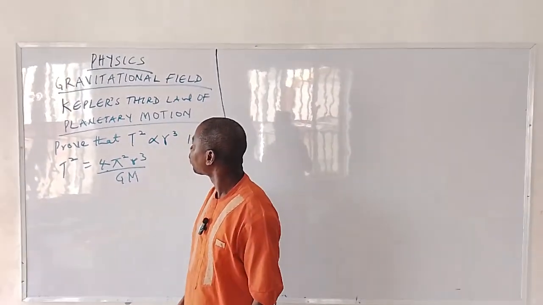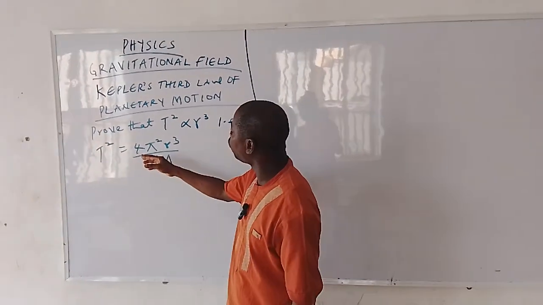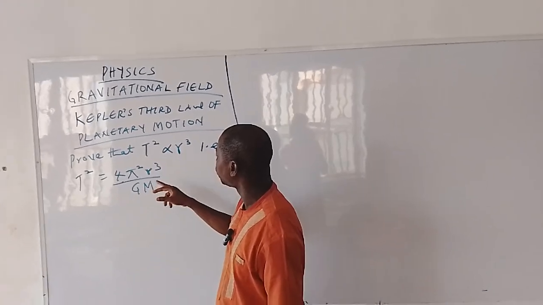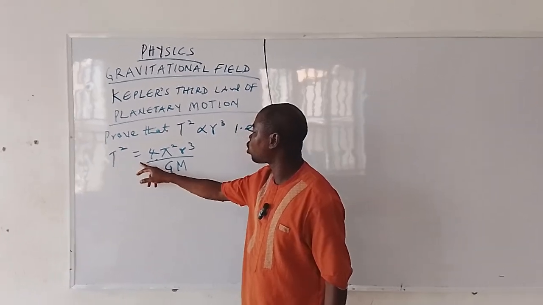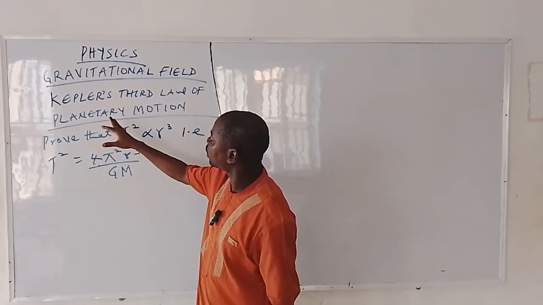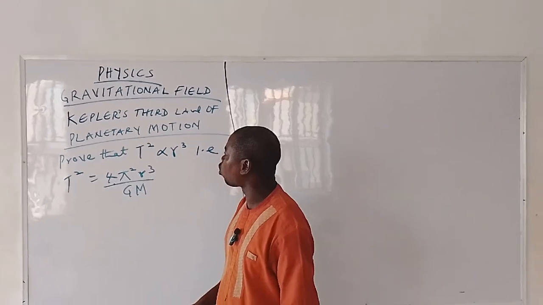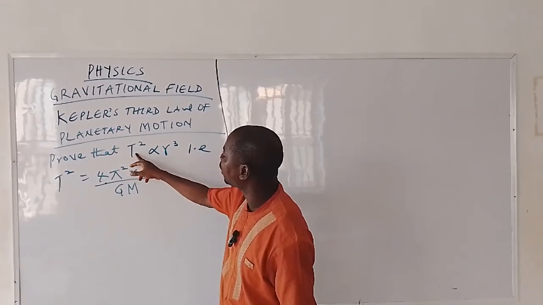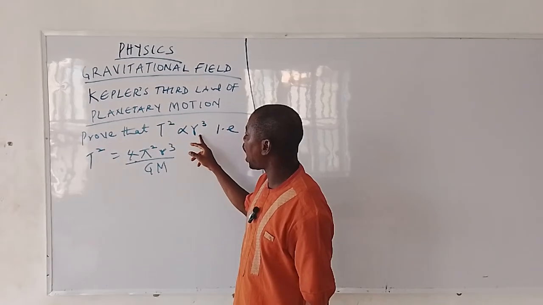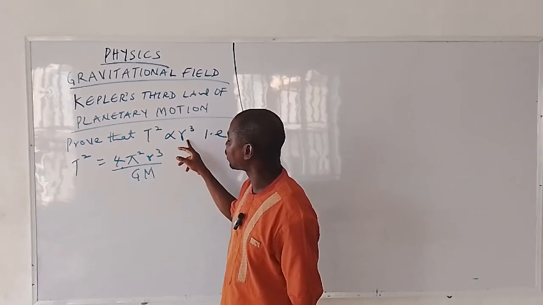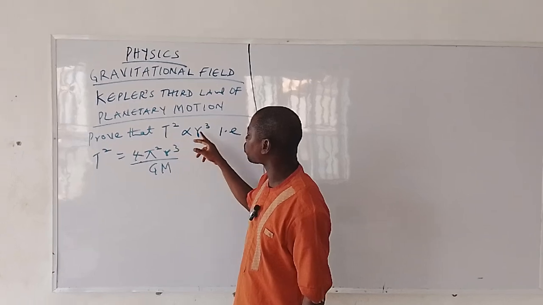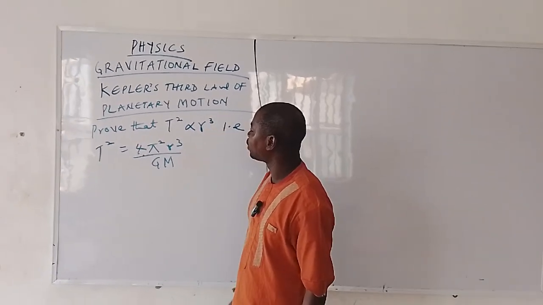Welcome to another video. In this video, I want to prove that T squared is directly proportional to r cubed. In essence, T squared is equal to 4 pi squared r cubed over GM. So this is all about Kepler's third law of planetary motion. This T signifies the period of revolution of the planet, while r signifies the distance from the sun. So the square of the period is directly proportional to the cube of their mean distances.